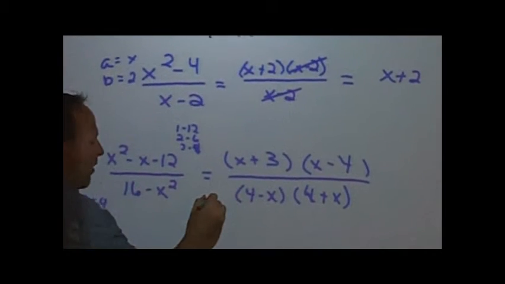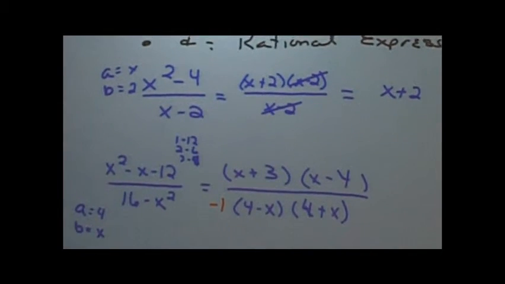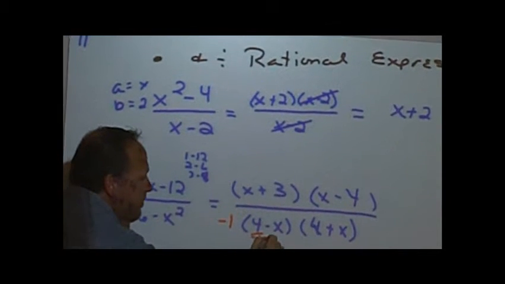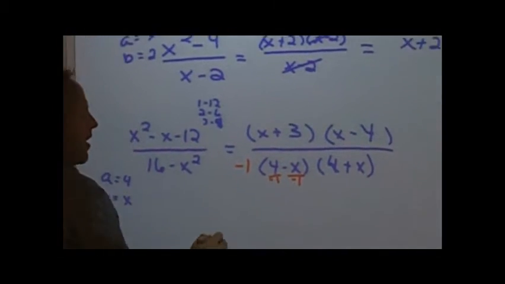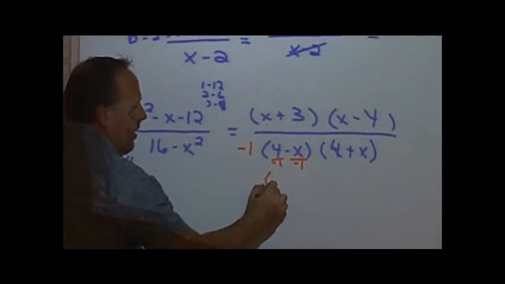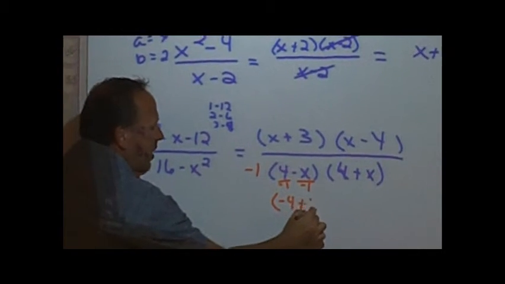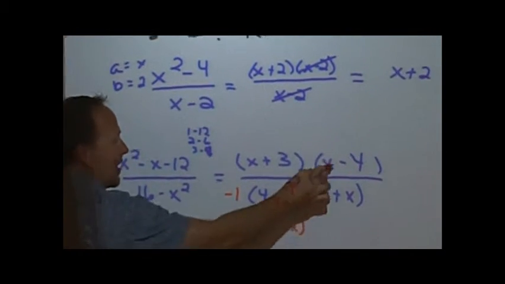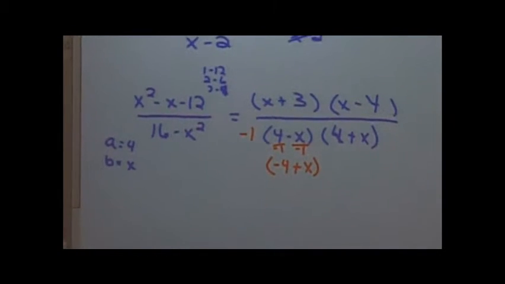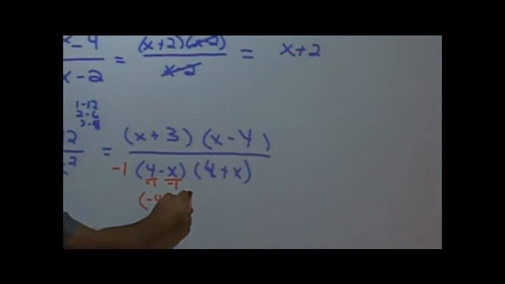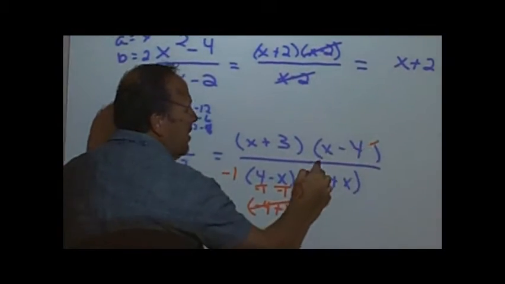If I take out a -1 from here, which means I'm dividing each term by -1, what does this really give me then? It's -4. It gives me a -4 plus x. Isn't that the exact same thing as x minus 4? So it cancels out. X minus 4, so now this will cancel out with this.